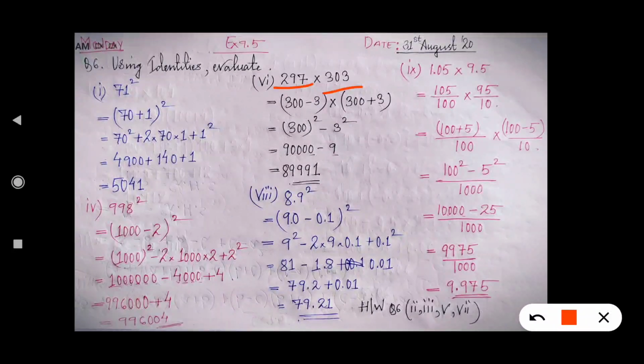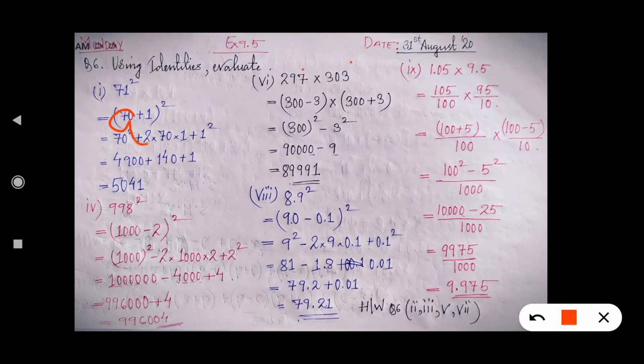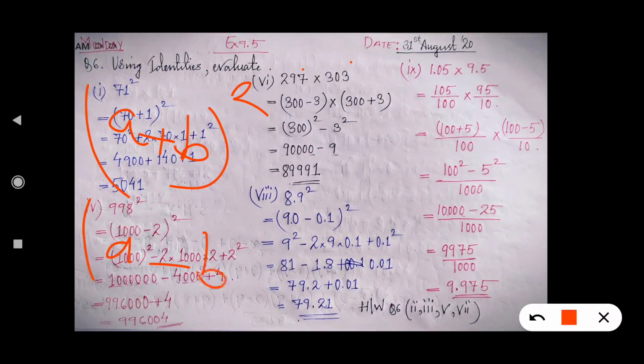297 times 303. Now here are two numbers given, so there is no square. That means this is not the first or second identity, because in the first identity we have a plus b whole square, and in the second identity we have a minus b whole square. That means in both the identities we need a square, if you remember. But in the third and fourth identity we do not need a square.